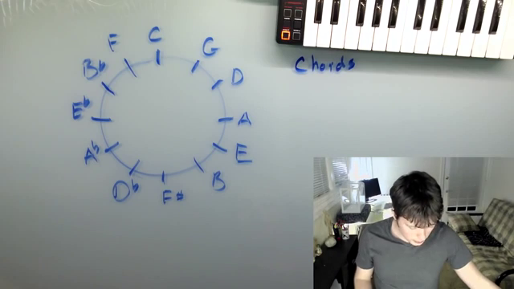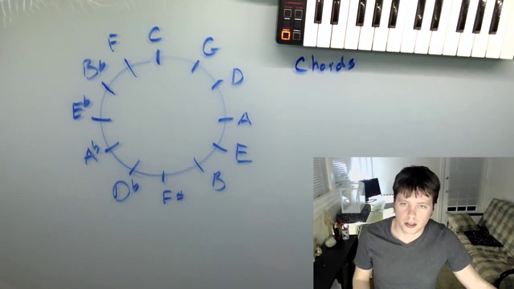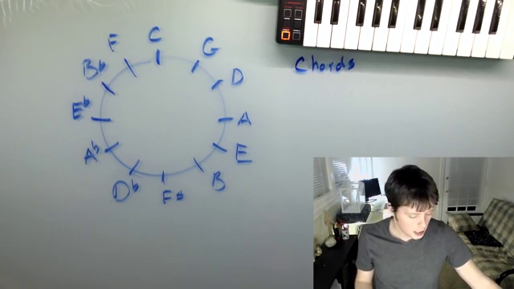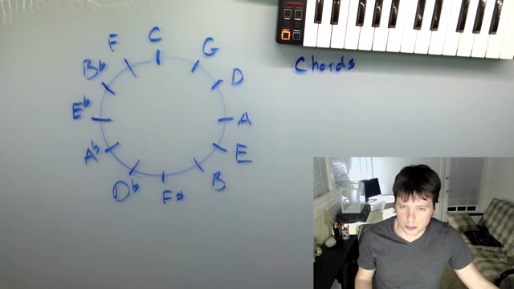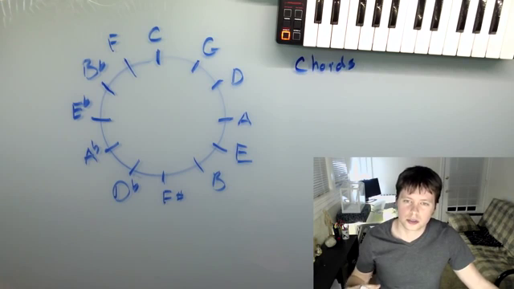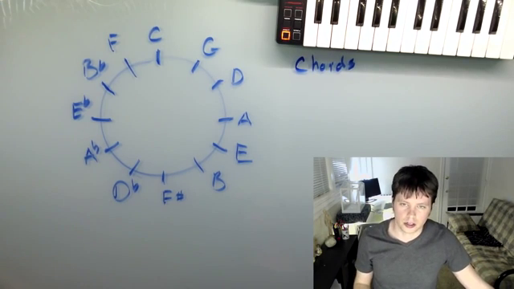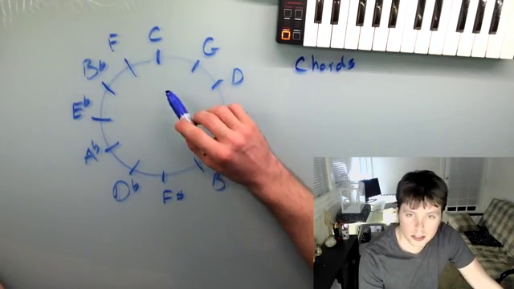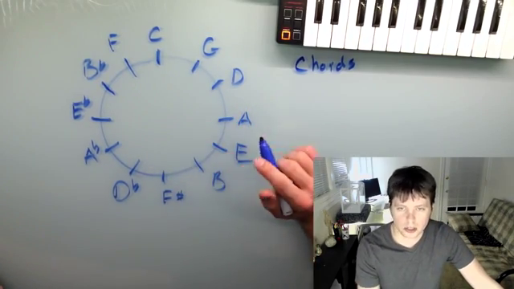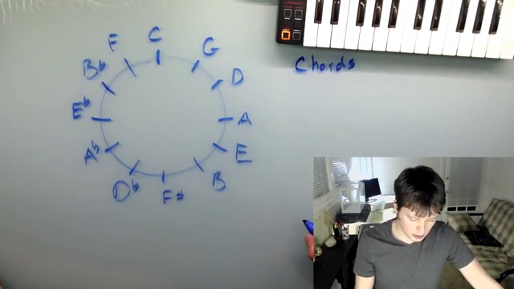Now the other thing that it's really used for when you're thinking of this in terms of keys is it can show you almost right away how many sharps or flats are in a key, and it can even show you what those sharps or flats are. So we'll do a couple examples. If you start out in the key of C, of course C has no sharps and no flats, so not much to think about there.